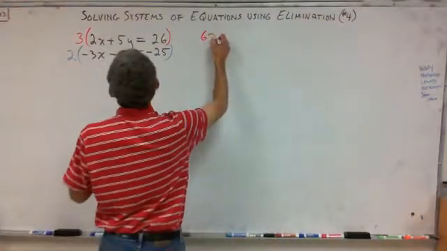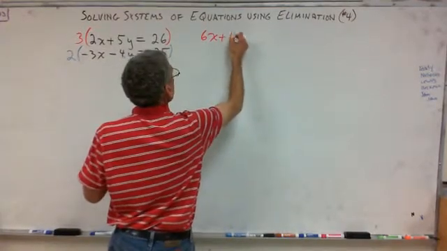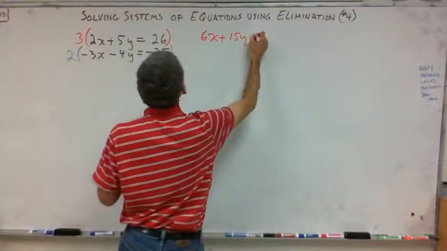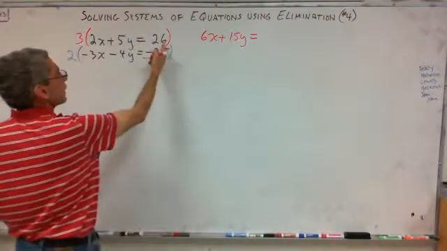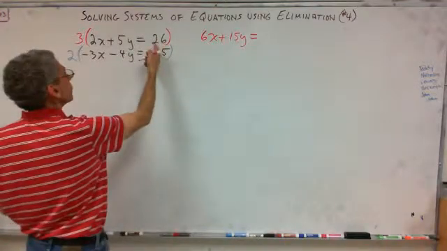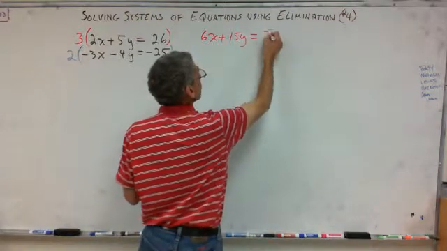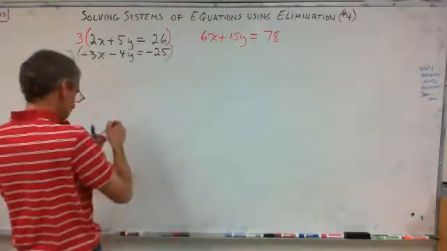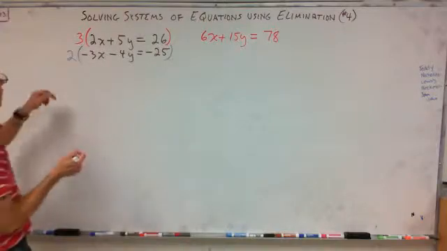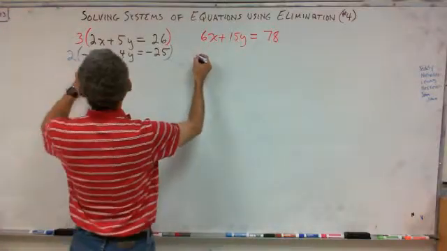So that's going to give me 6x plus 15y equals, so 3 times 26 is 78. Did I do that right? Does that sound right to you guys? Yeah, that's right. All right, now negative 6x, right?